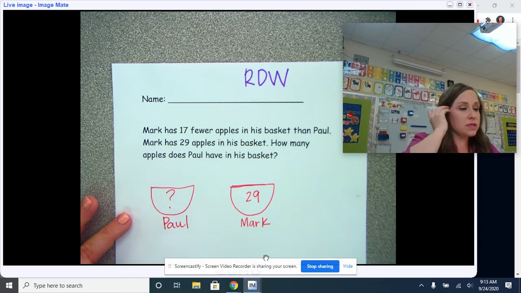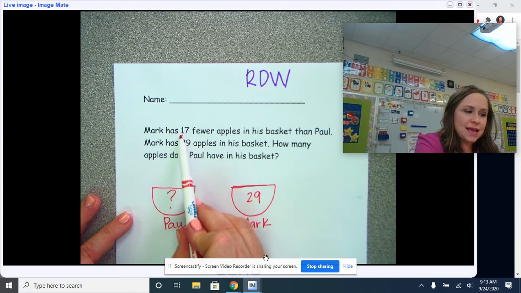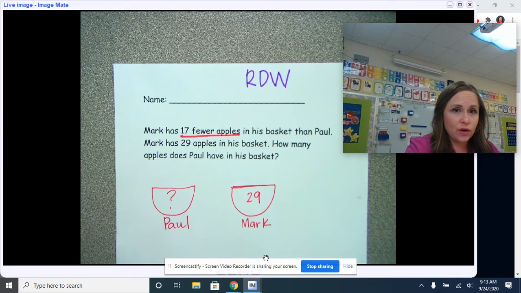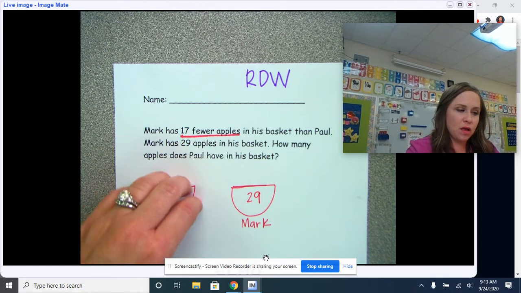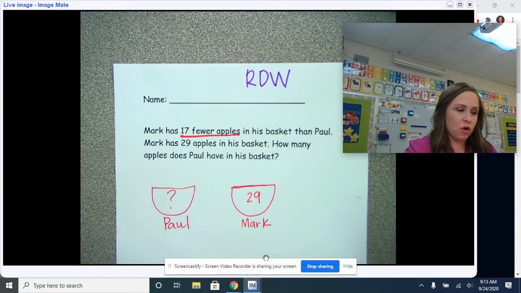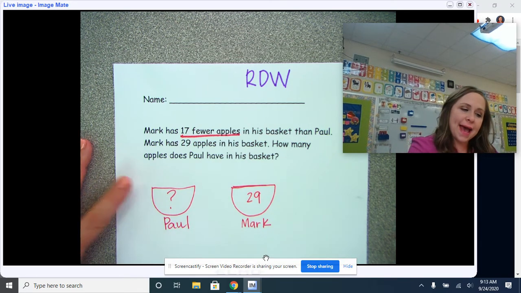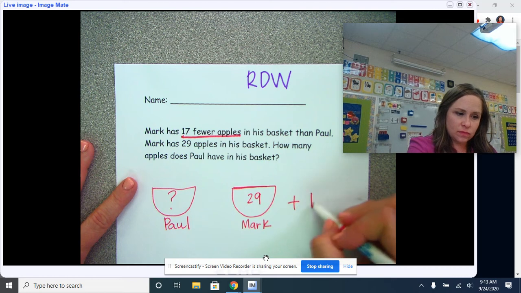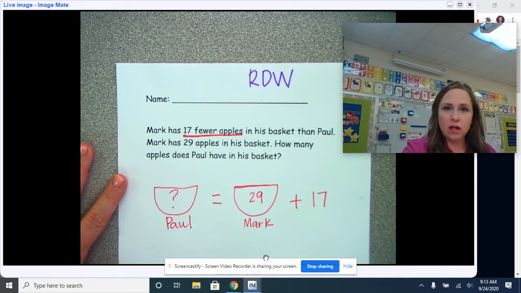But I also know that Mark has 17 fewer than Paul. 17 fewer. So if we take Paul's and take 17 out, we're going to get Mark. How would we do this? Do we need to add to Mark's or take away from Mark's? Think about it. We need to add to Mark's, and that will give us how many Paul has, because if we take Mark's and add 17, that gives us Paul.